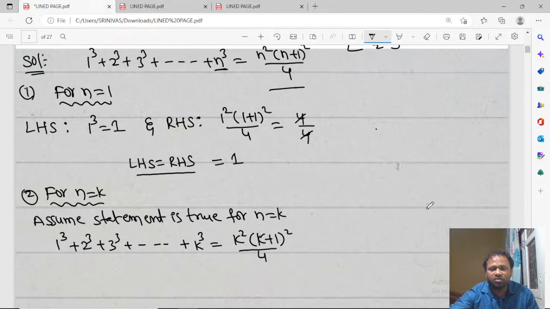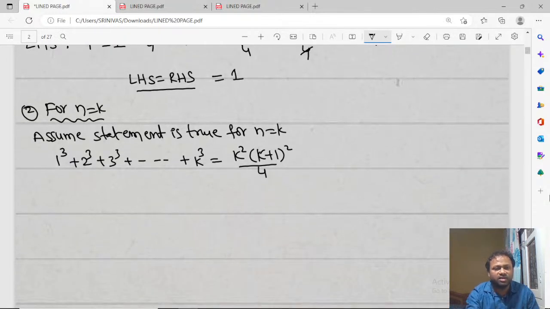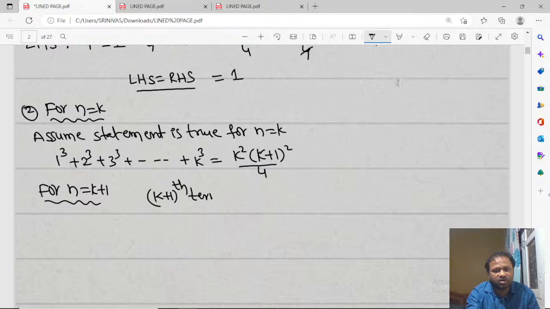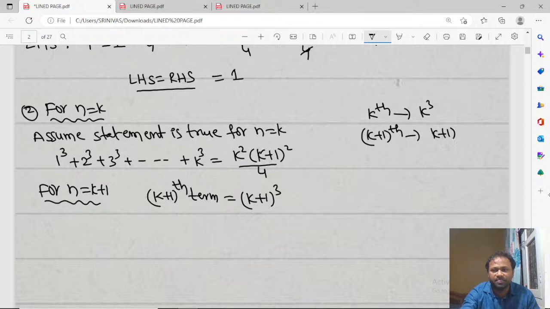Okay, so now we need to prove for n is equal to k plus 1. So this is the main important condition. For this we need to get the k plus 1th term. What will be the k plus 1th term? K plus 1 whole cube. Just as I said, the kth term is k cube, and the k plus 1th term is k plus 1 whole cube. Okay, so this is the method.